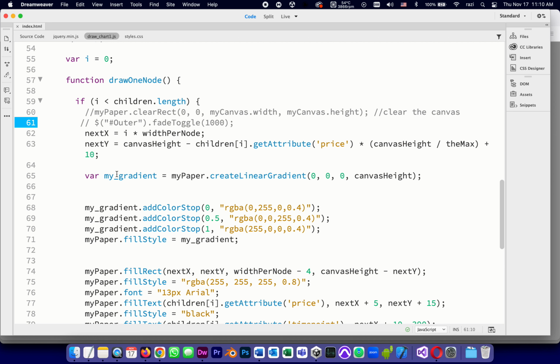We declare a gradient because I want to fill up those rectangles with a gradient. So I create a gradient, which is going to be a linear gradient. Now look at where we're positioning it. 0, 0 means that it's going to be the top left corner. 0 means that it's going to be at the very top, and its width is going to be 0, but its height is going to be the canvas height. What does that really mean? That it's a gradient that will basically cover the whole canvas. It goes from top to bottom, from 0 to canvas height. Canvas height is 400. So it's going to fill up the whole canvas.